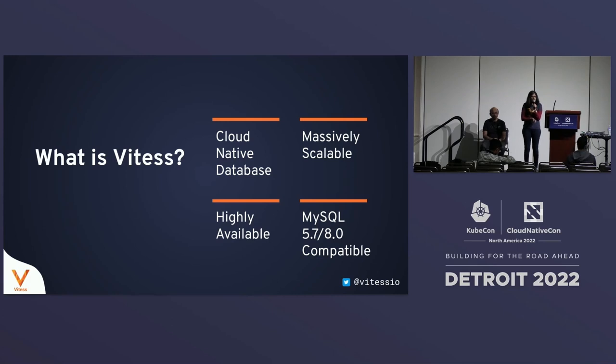Vitess is massively scalable. It was originally created at YouTube to solve YouTube's scaling problems with MySQL. And Vitess is also highly available. The way Vitess achieves scalability partly is through sharding, and that'll be a focus of our talk today. I already mentioned MySQL, but I just want to reiterate that Vitess is built around MySQL and it's compatible with both 5.7 and 8.0.